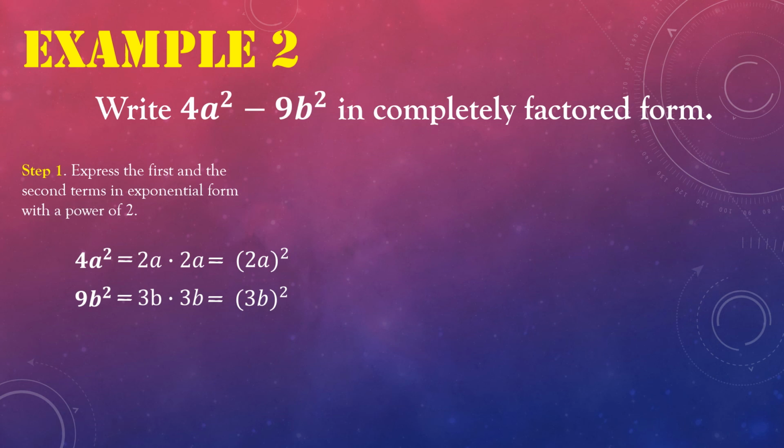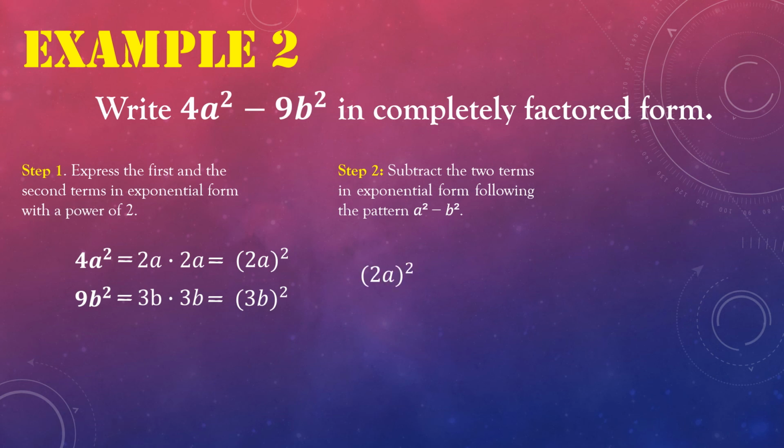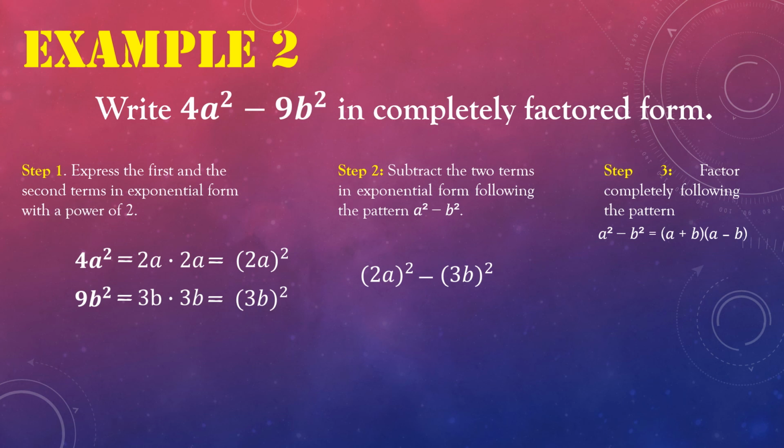Then we can assure that the two terms are perfect squares. Step 2. Subtract the two terms in exponential form following the pattern a squared minus b squared. So copy the quantity of 2a raised to 2 minus the quantity of 3b raised to 2. Step 3. Factor completely following the pattern a squared minus b squared is equal to a plus b times a minus b.